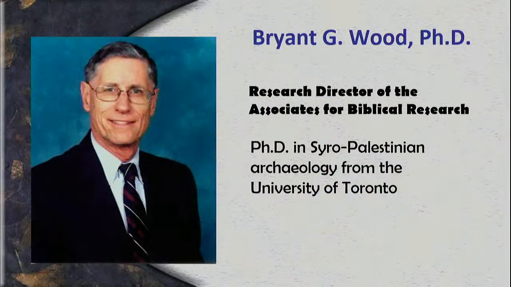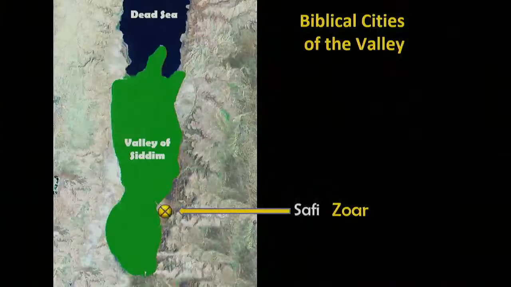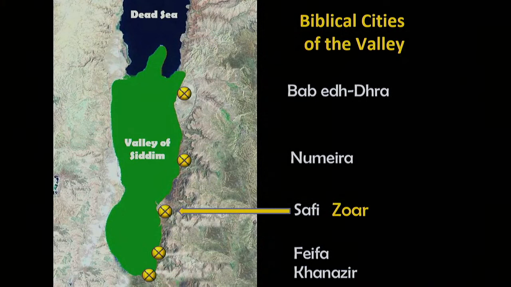Well, Bryant Wood is the research director of the Associates for Biblical Research and has proposed a southern location for Sodom and Gomorrah, operating on the very reasonable assumption that the Sanctuary of St. Lot was built to preserve the actual location of the cave where Lot had lived. It's a reasonable assumption. So he has put forth several ancient town sites as being the biblical cities of the valley or plain mentioned in Genesis 19, with Ben-Hadrah and Numera identified as Sodom and Gomorrah.